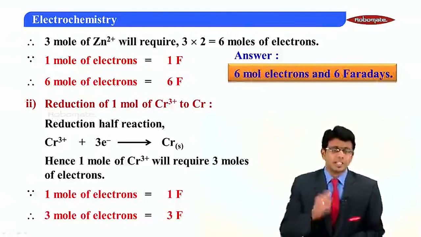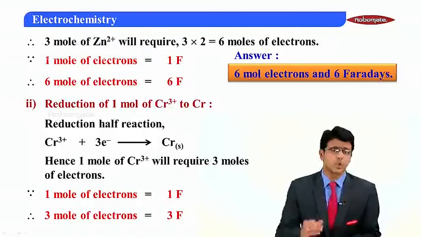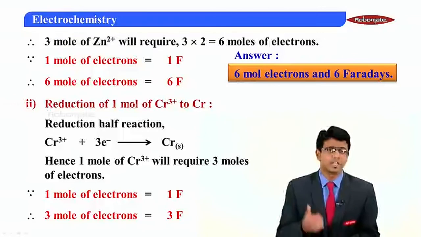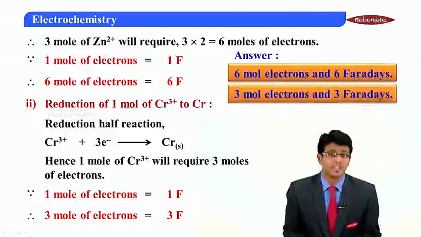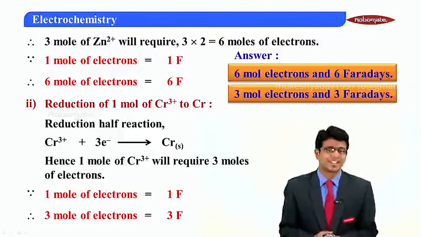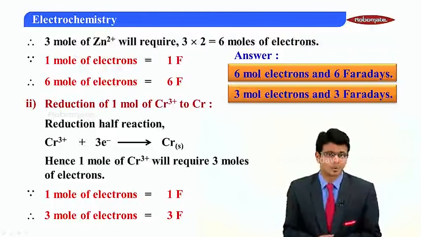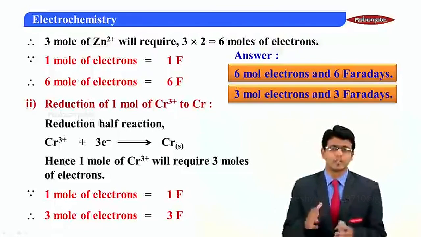Therefore, this answer is corresponding to zinc. For reduction of 3 moles of Zn2+, we need 6 moles of electrons and 6 Faradays. For chromium, we need 3 moles of electrons and 3 Faradays for reduction of 1 mole of chromium, isn't it? So that was with respect to the solution of the given numerical.